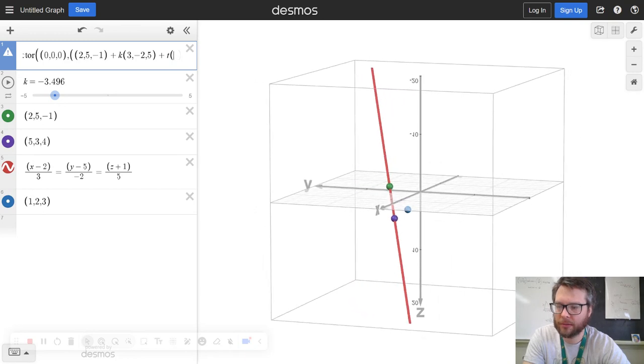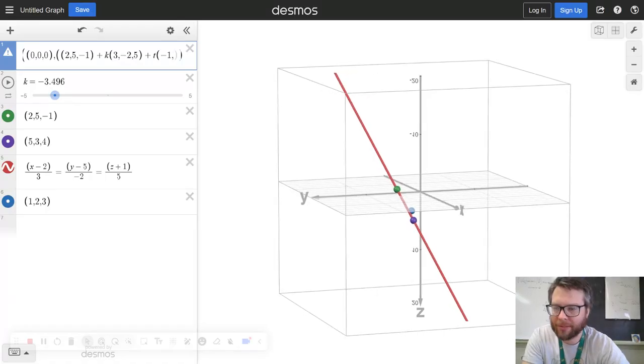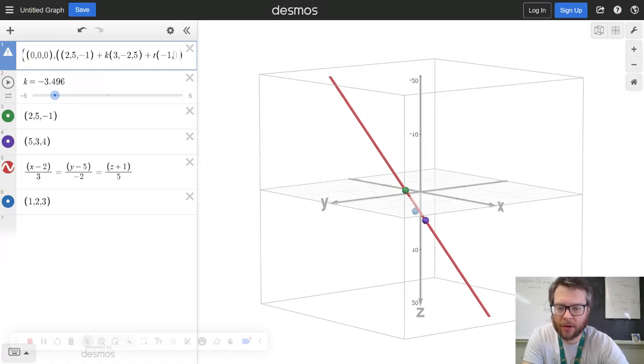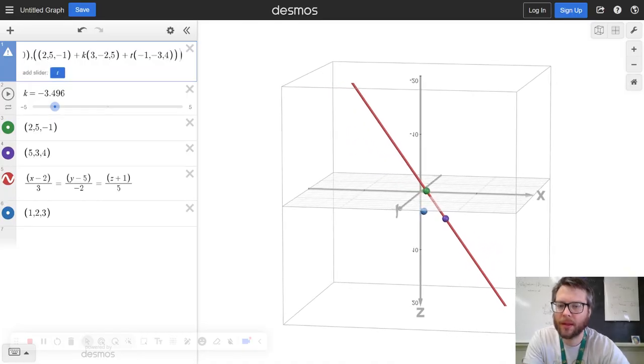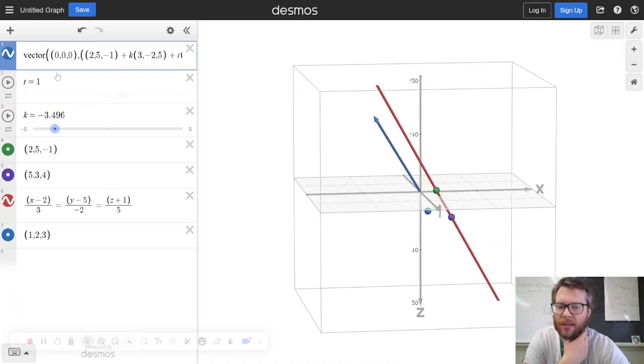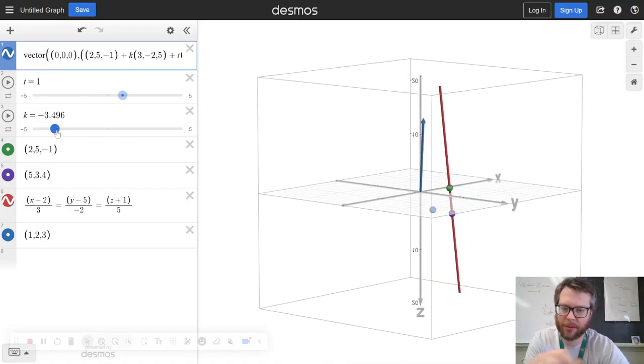So my x value goes from 2 to 1. That means my x value goes down by 1. My y value goes from 5 to 2, so that's down by 3. And my z value goes up by 4. And I'm going to add a slider for t. All right, so now let's watch how this works.